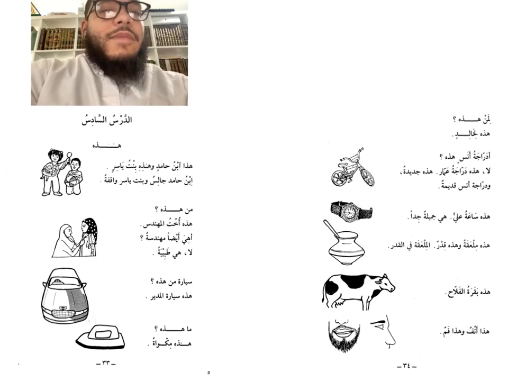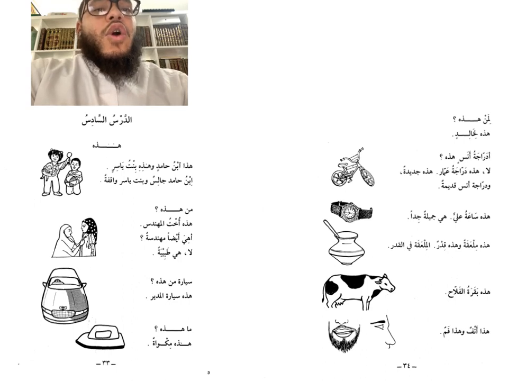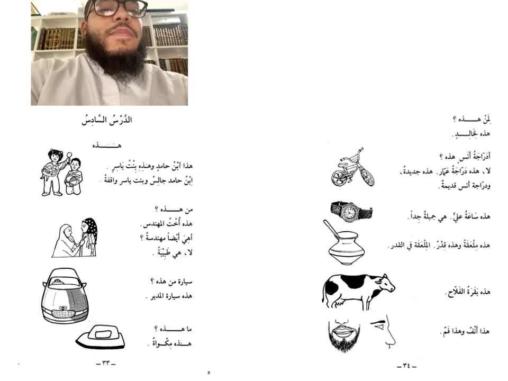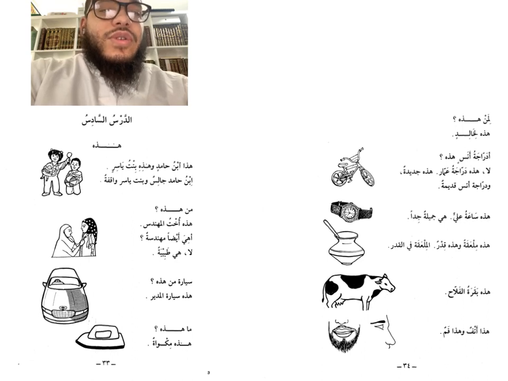ابن حامد جالس. Hamid's son is sitting. وبنت ياسر واقفة. And the daughter of Yasir is standing. من هذه؟ Who is this? هذه أخت المهندس. This is the engineer's sister. أهي أيضا مهندسة؟ Is she also an engineer? لا, هي طبيبة. No, she's a doctor.